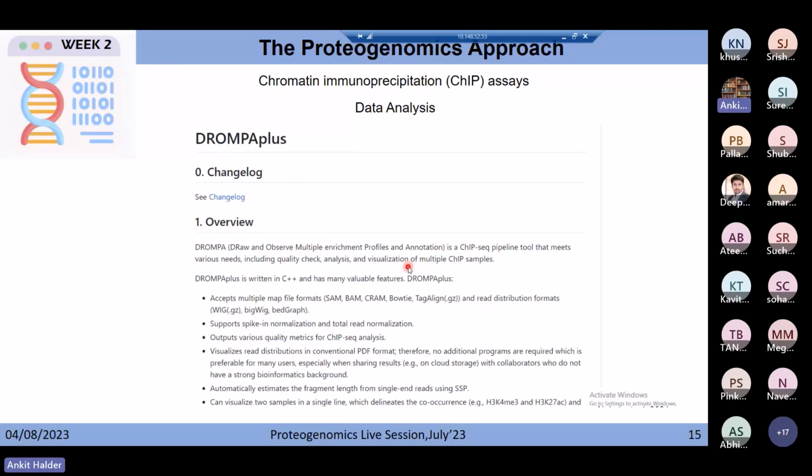Not right now? Okay, so I guess everything is clear. One tool is known as Droma Plus. This is an overall ChIP-seq pipeline tool that includes quality check, analysis, and visualization of multiple ChIP samples. You can use this tool with publicly available data sets to find out how it works. This is one tool which you can use.